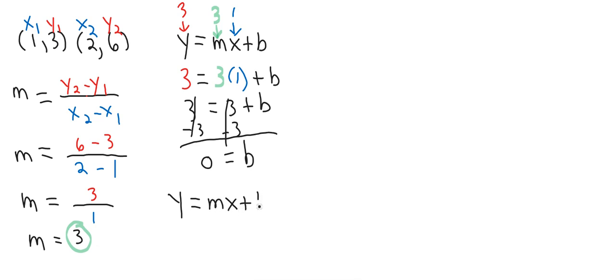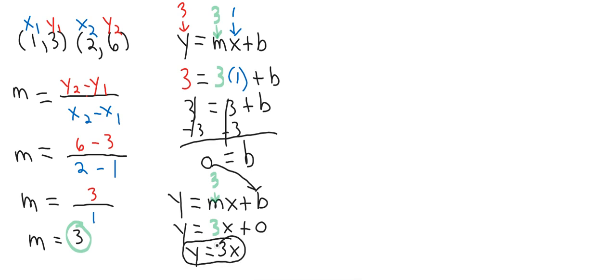So now we're going to plug in for y equals mx plus b. So again, we found m to be 3, so we're going to plug in for that. And we just found b to be 0, so we're going to plug in 0 for b. So then we have y equals 3x plus 0, or just y equals 3x. So that's your equation in slope-intercept form.